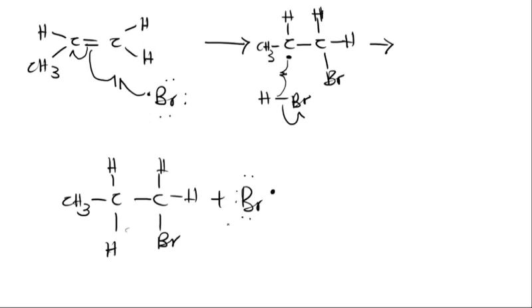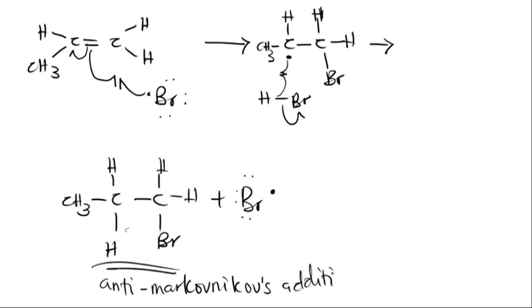And then this bromine radical, if there is excess alkene molecule in the solution, will go and react with the propene again to produce this product again, and then the reaction continues. Okay, but this is our product, and it is an anti-Markovnikov addition. That is, we are adding the bromine to the less substituted carbon.